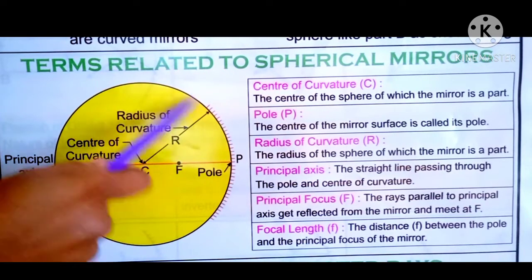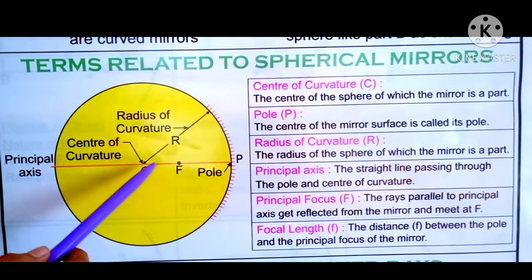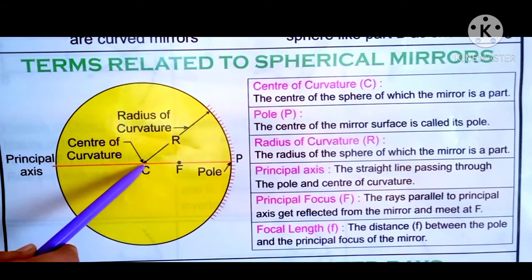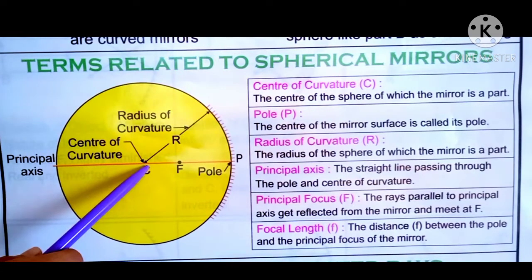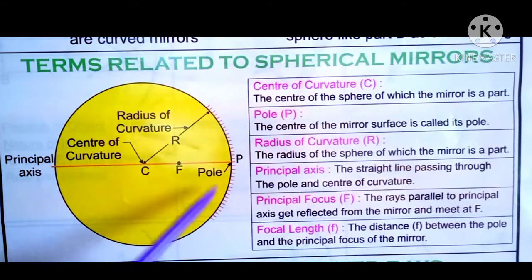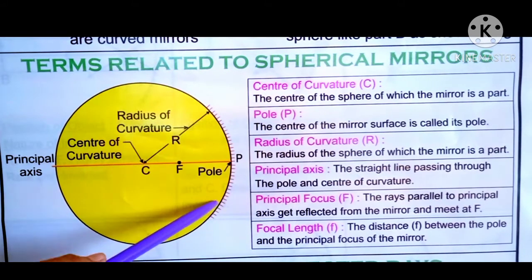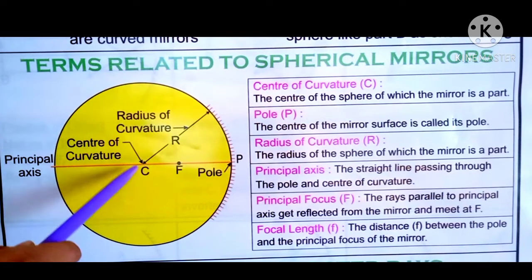Here, this sphere, or for now we will consider it a circle. Obviously you know that a circle has a center. There is a center of a circle and there is a radius of a circle. Now here the mirror is a part of this circle. Suppose this is a curve, this is a mirror which is a part of this sphere or a circle. Now the sphere also has a center.